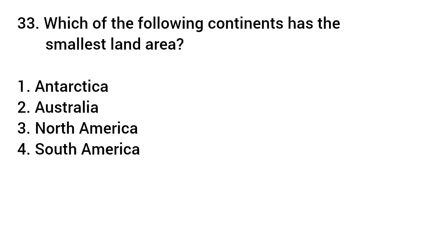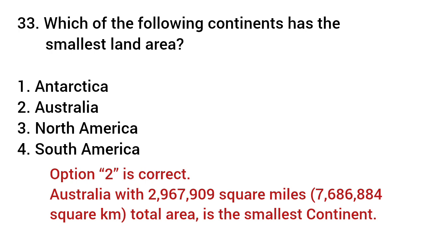Which of the following continents has the smallest land area? Answer. Option 2 is correct. Australia with 2,967,909 square miles, 7,686,884 square kilometer total area, is the smallest continent.